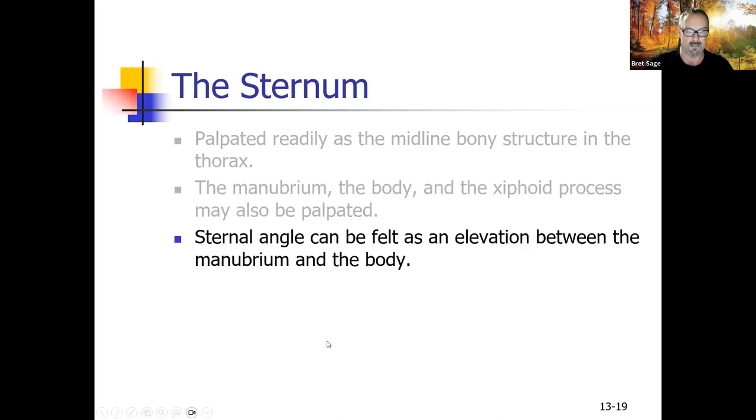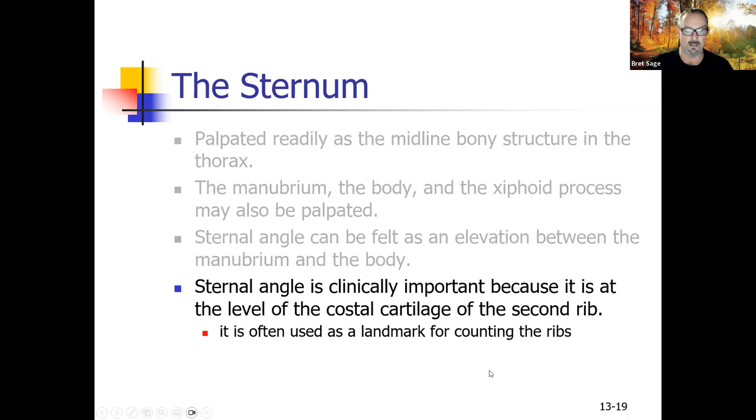The sternal angle can be felt as an elevation between the manubrium and the body. If you run your hand down along the sternum, there's a little ridge right in between those two bones. If you press in real hard, you can feel that. It's called the sternal angle. The sternal angle is clinically important because it's the level of the costal cartilage of the second rib and is used as a landmark for counting ribs. Excuse me, folks, I'm still getting over that cold.